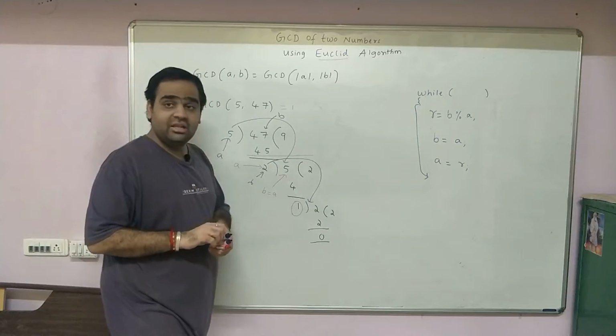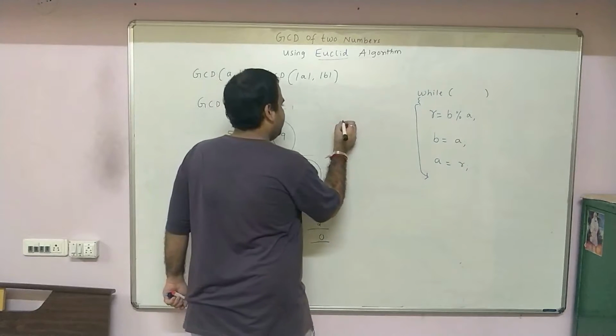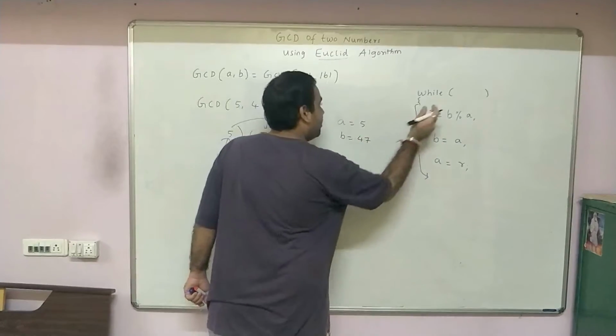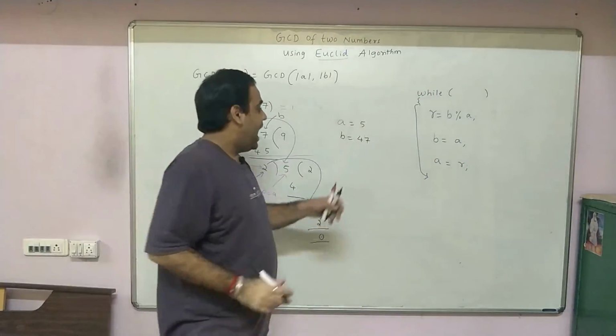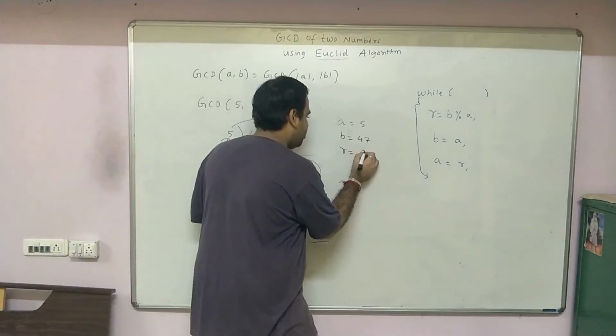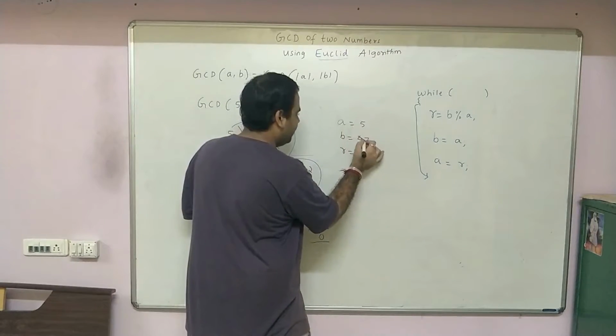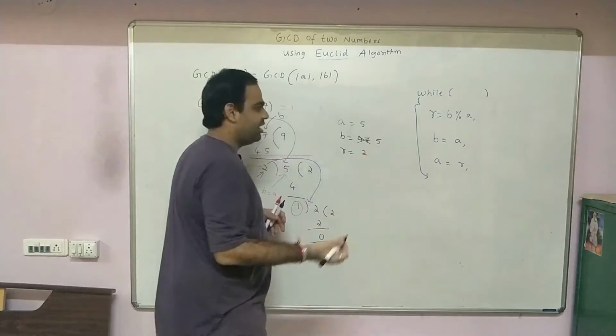But let's see, can there be any other condition? Now let me say A is equal to 5 and B is equal to 47. Now assume the condition is true. R is B mod A, 47 modulo 5 is 2. B gets the value of A. Therefore 47 is erased and 5 will be stored.